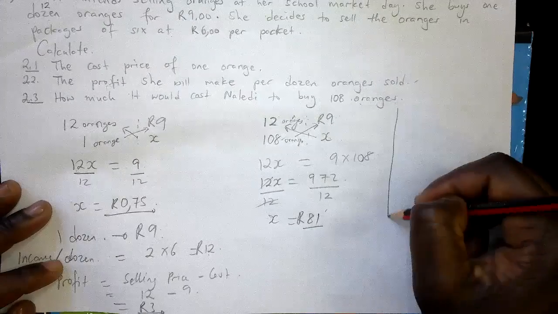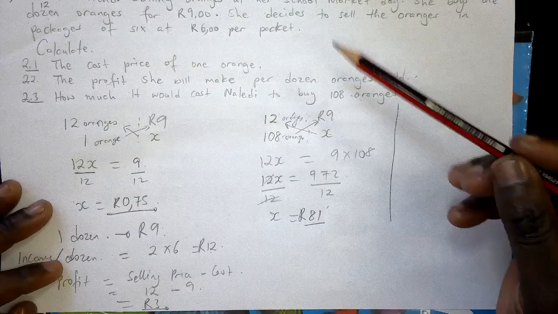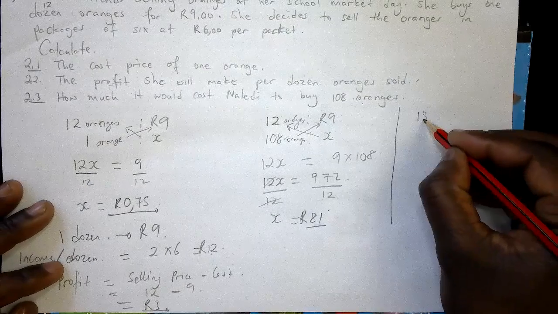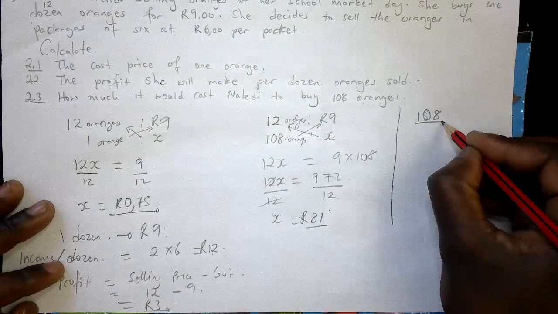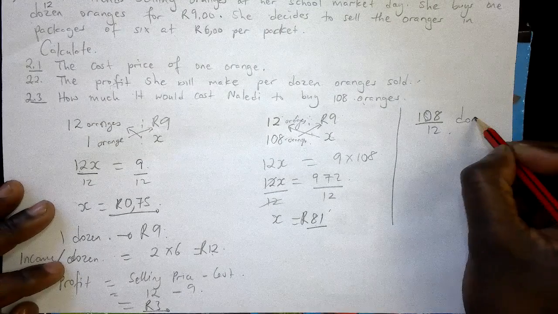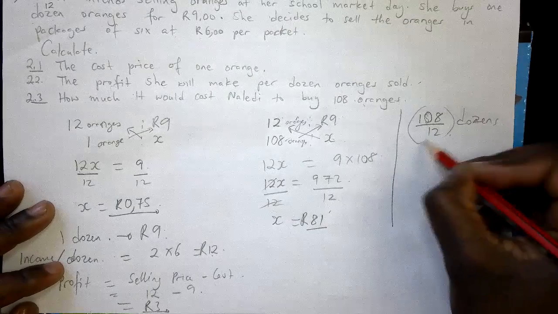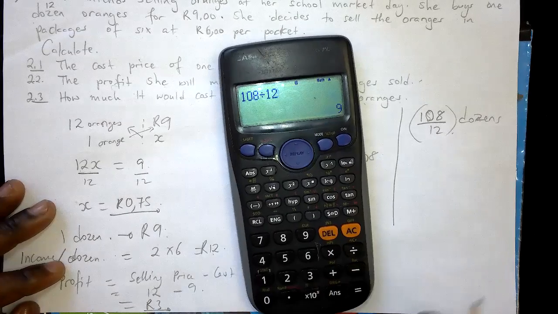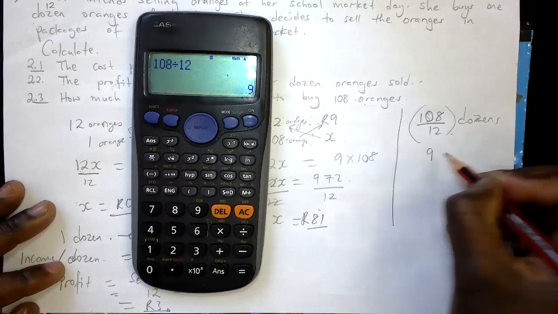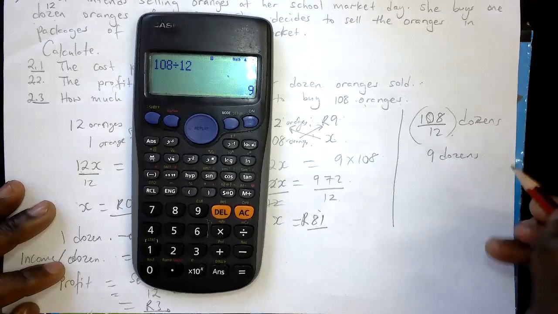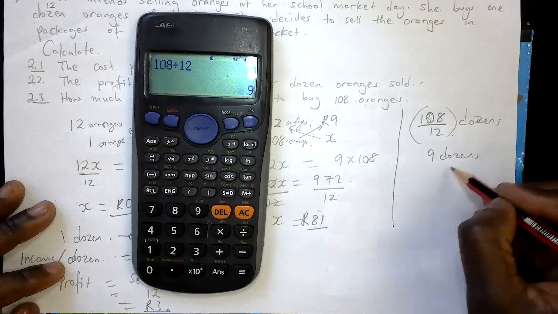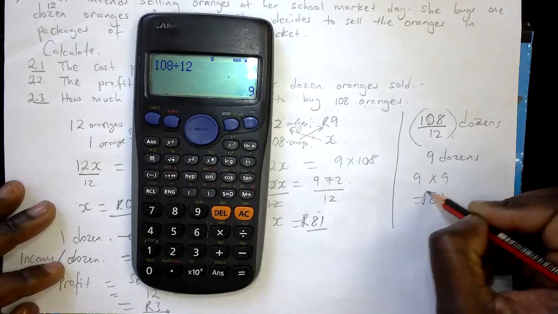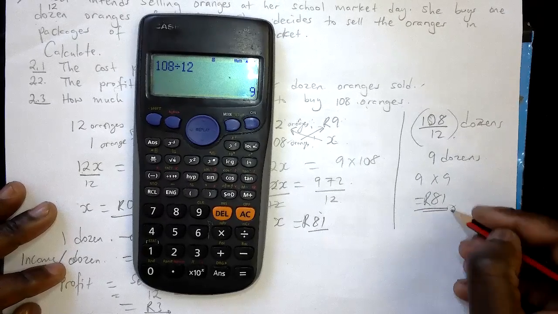Or what you can do is just say, okay, 108 oranges, how many dozen do we have? You're going to say 108 oranges divided by 12 to find dozens. So we say 108 divided by 12, we get 9. So it's going to be 9 dozens. But we know that each dozen costs 9 rand. So it's going to be 9 dozens times 9, which gives us 81 rand. So either way, you still get your answer.